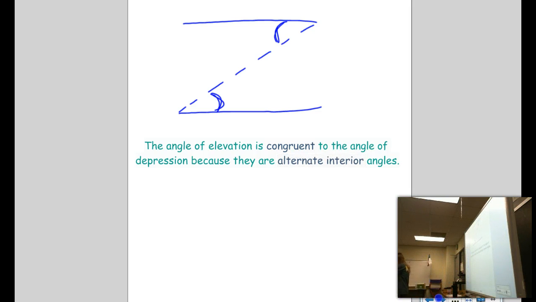So write it down. The angle of elevation is congruent to the angle of depression because they are alternate interior angles. Guys, this is great news. They're congruent. They're always the same number. So if the angle of depression is 28, guess what? The angle of elevation is also 28. You're done. You don't have to change the number. That's awesome. We can't get confused because they're always the same number. So that's great news for us.